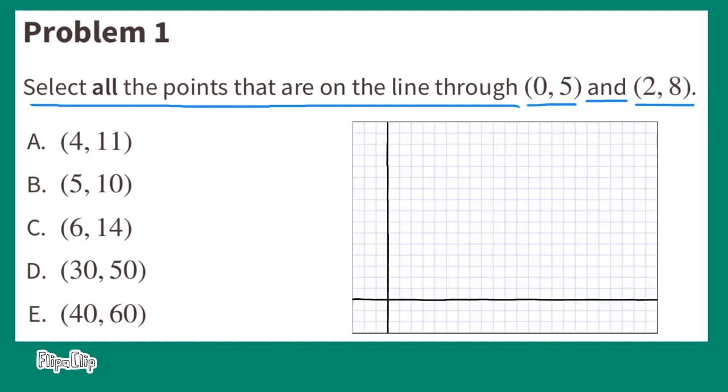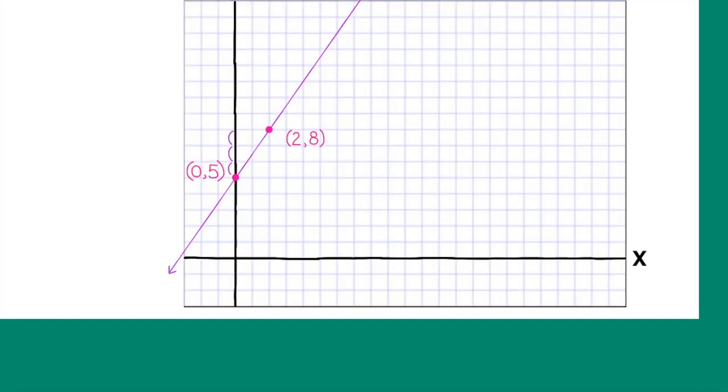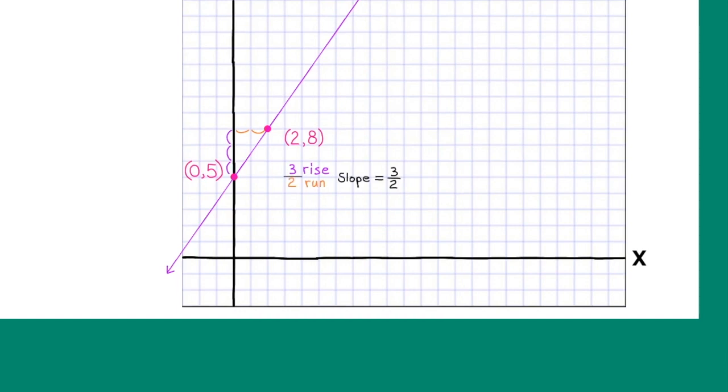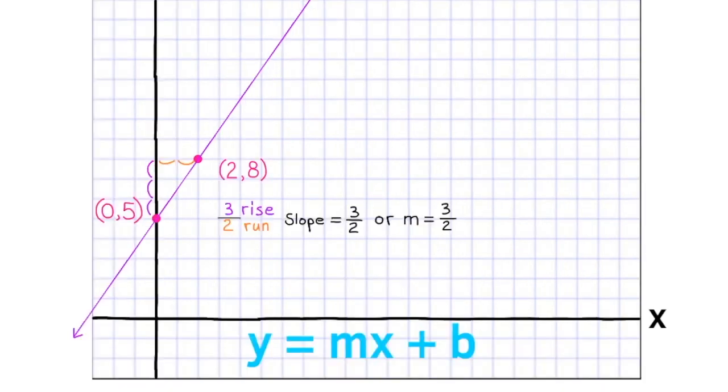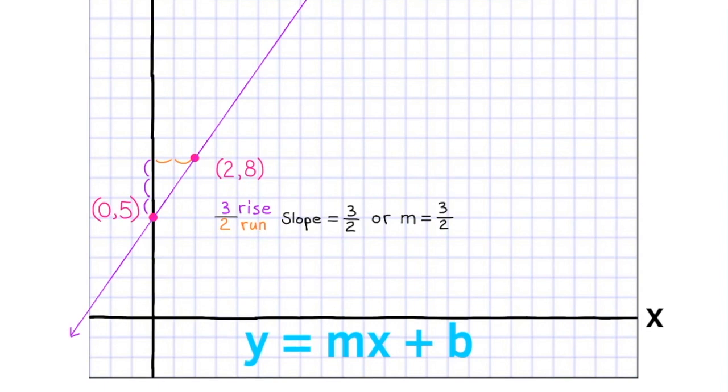To check your answers, we can actually use a piece of graph paper with the x-axis and the y-axis, and we can plot the points for the coordinates 0, 5, and 2, 8, and draw the line. This gives us a nice visual of the slope. The rise is up 3 and the run is over 2. So the slope is 3 over 2. And since m represents the slope, we can say that m equals 3 over 2. I'll use the equation y equals mx plus b to help us determine if the points of these coordinates fall on the line.